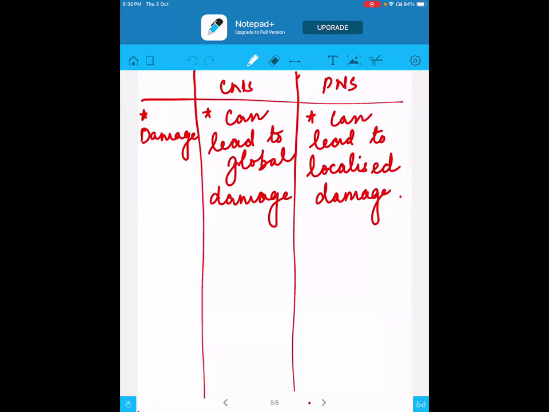Ma'am, global damage. Yes. Global damage means the whole body damage, whereas localized means only that particular organ will be damaged.